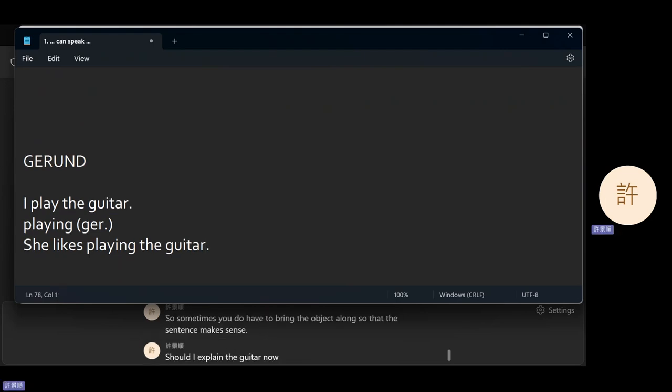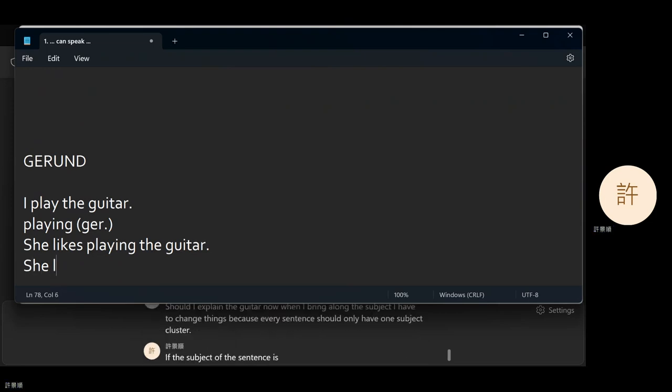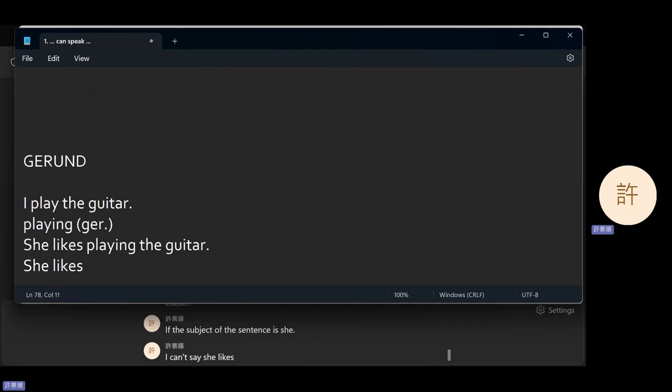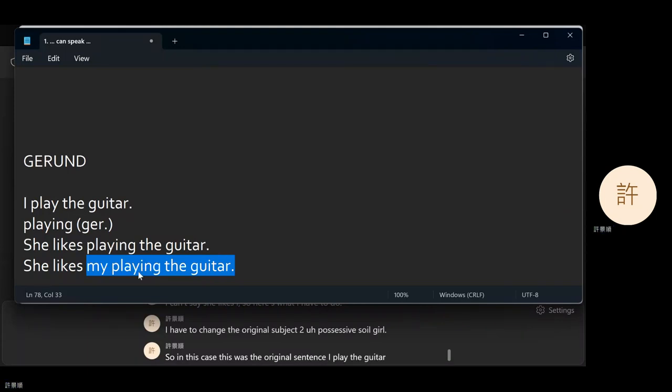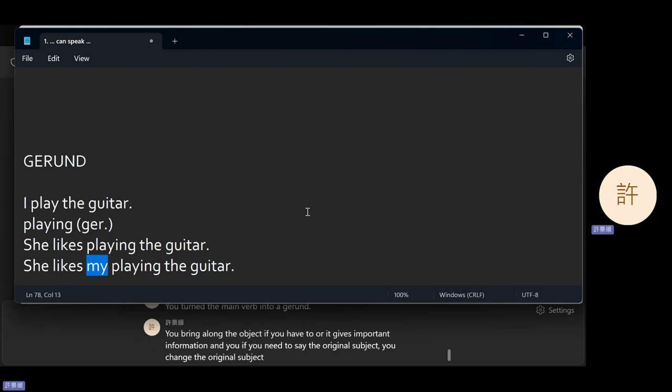Now, when I bring along the subject, I have to change things because every sentence should only have one subject cluster. If the subject of the sentence is she, I can't say she likes I. So here's what I have to do. I have to change the original subject to possessive, 所有格. In this case, this was the original sentence: I play the guitar. You turn the main verb into a gerund. You bring along the object if you have to, or if it gives important information. And if you need to say the original subject, you change it into possessive.